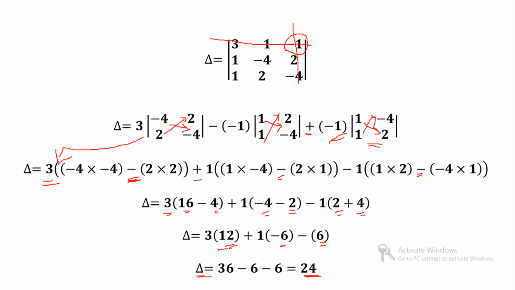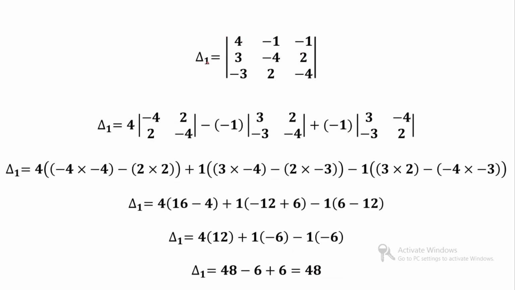This 12 into 3 is equal to 36. 1 into minus 6 equal to minus 6, and minus 6 as it is. So 36 minus 12 is equal to 24. So this is the value of delta. Now we will try to find out the delta 1 in the same way. We will consider the first row. Clear? So 4 as it is.